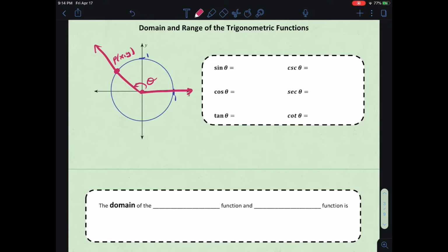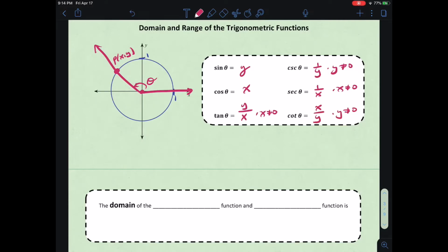We define sine theta to be the y coordinate. We define cosine of theta to be the x coordinate. We define tangent of theta to be y over x, where x cannot equal 0. We define cosecant of theta to be 1 over y, where y cannot equal 0. We define secant to be 1 over x. And we define cotangent to be x over y.